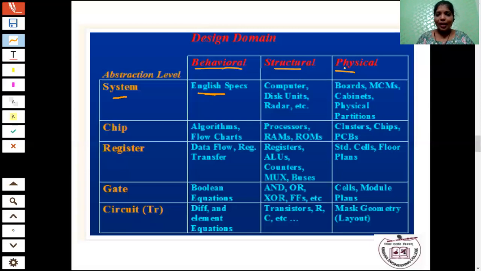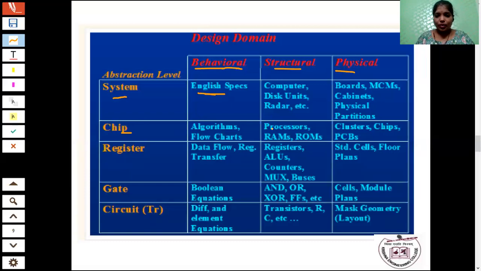In the physical domain, we talk about the motherboards and so on, that is boards, MCM, cabinet, physical partitioning. These come under the physical domain. For chip level abstraction, in the behavioral level we explain with the help of algorithms and flowcharts how we are going to implement the design. In the structural domain, we mention it in the form of processor, RAMs, ROMs, FSM.